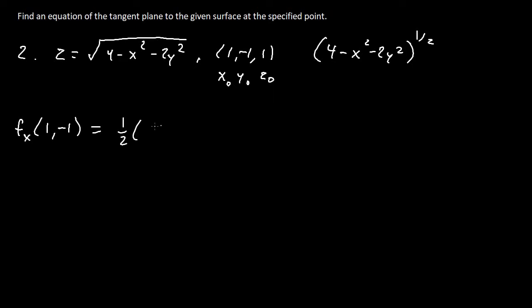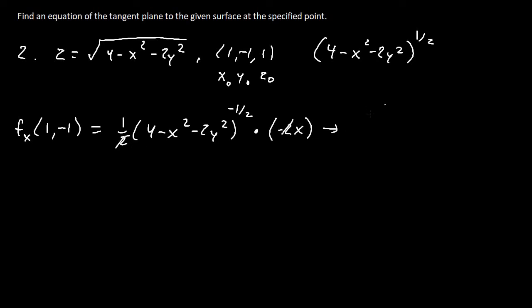so 1/2 times, now we're going to leave the inside function as it is, subtract the power by 1, so 1/2 minus 1 is negative 1/2, and then we can multiply by the derivative of the inside function. Now the derivative of the inside function, since we're deriving with respect to x, everything else is treated as a constant except for x. So derivative of 4 is 0, derivative of negative x squared is negative 2x, and the derivative of negative 2y squared is also 0. So notice that the 2's will cancel.